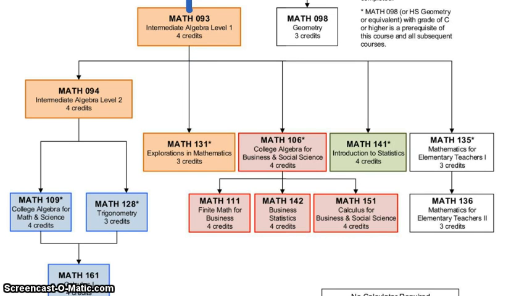Other students, particularly if you're going into a business program after completing Math 093, would go on to Math 106, College Algebra for the Business and Social Sciences, and after that, 3 different courses in that business sequence open up for you depending on what you need to take, again, for your degree. With Math 093 completed, you also have the opportunity to move on to one of the teacher ed courses. So if you're planning on going into elementary education, once you've completed Math 093, you're also eligible to move into Math 135, Math for Elementary Teachers, and then Math 136 after that.